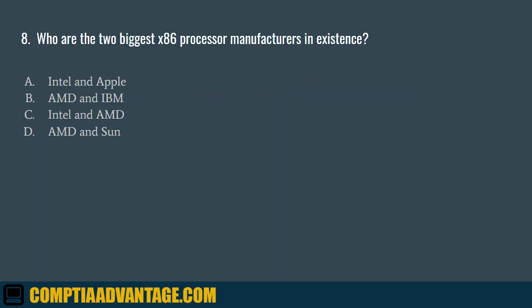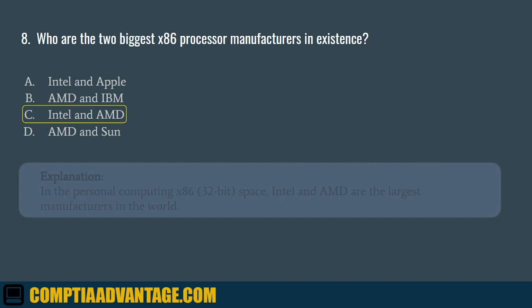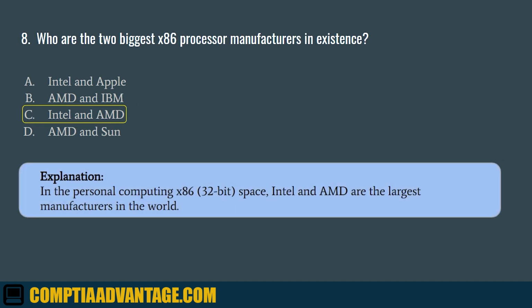Question 8. Who are the two biggest x86 processor manufacturers in existence? A. Intel and Apple, B. AMD and IBM, C. Intel and AMD, D. AMD and Sun. The correct answer is C. Intel and AMD. In the personal computing x86 32-bit space, Intel and AMD are the largest manufacturers in the world.